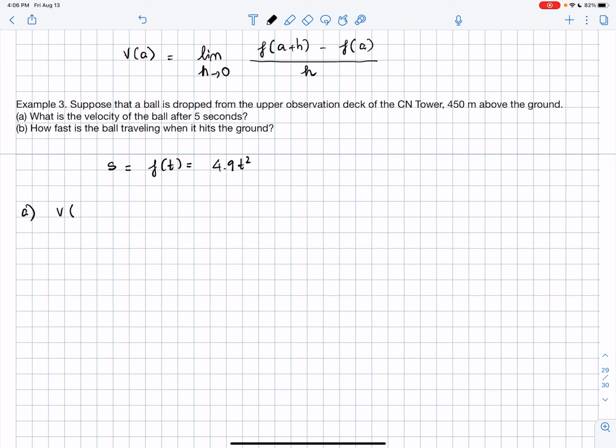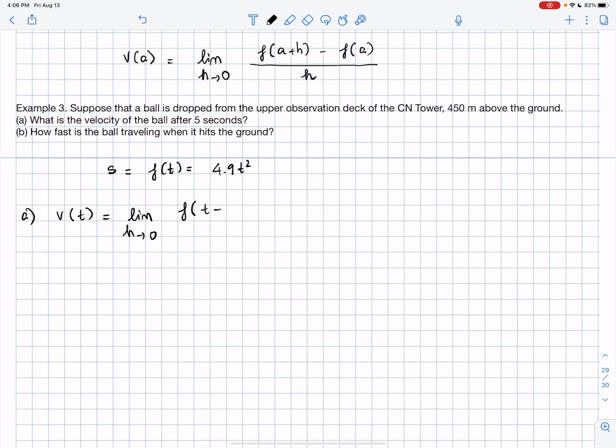So in this case, our variable is t. So v of t is the limit as h approaches 0 of f of t plus h minus f of t, divided by h. We will use the equation of the ball when it gets dropped from above the ground. Okay, now let's go ahead and plug in.